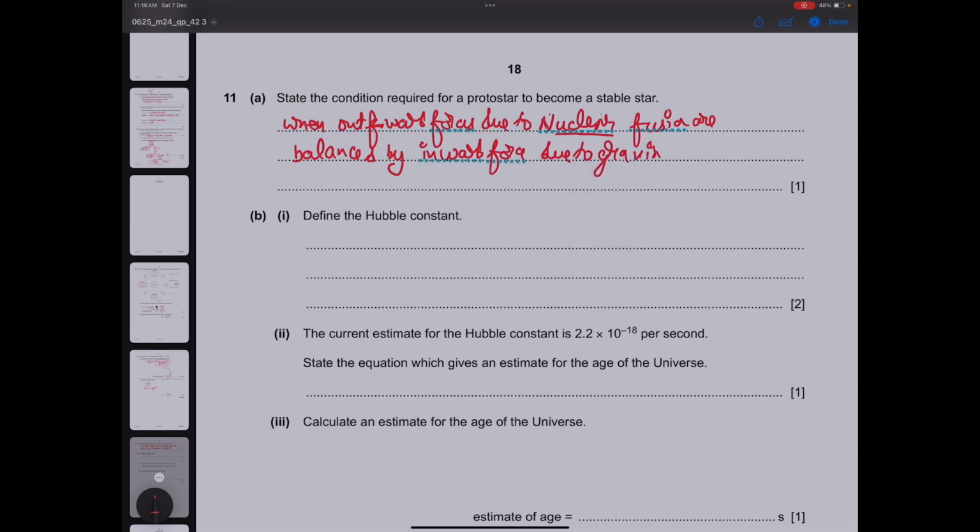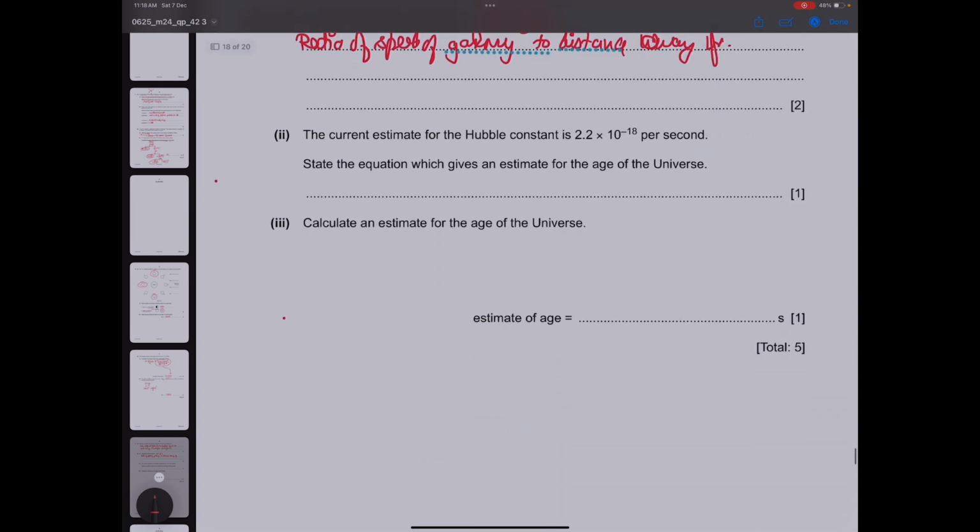Define Hubble's constant. We know that Hubble's constant, see, the formula is H naught is equal to V over D, right? If you want to define it, you can define it in terms of the ratio. You can just mention that it is the ratio of speed of galaxy to distance away from observer. Everything is moving away from us. The universe is expanding, right? So away from observer. The current estimate for Hubble's constant is this much.